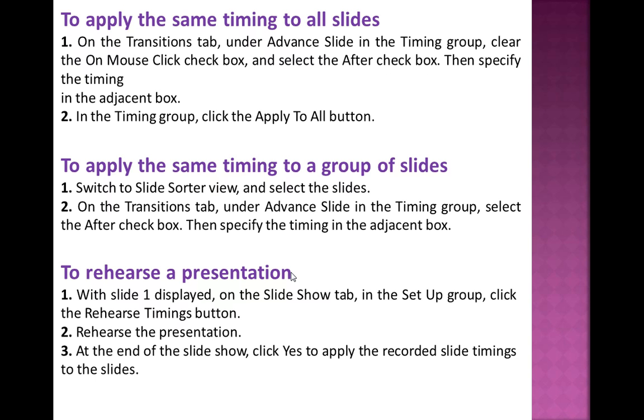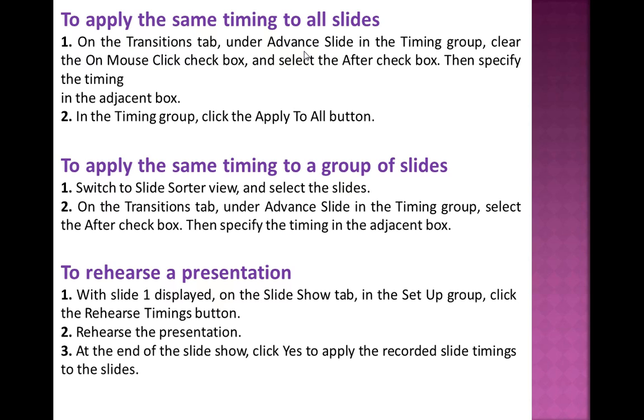Next, how to apply the same timing to all the slides. Go to the Transitions tab, under Advance Slide in the Timing group, clear the On Mouse Click checkbox and then select the After checkbox, then specify the timing. In the Timing group, click the Apply To All button. Suppose I'm giving the timing 5 seconds, and if I click on Apply To All, that 5-second timing will apply to all the slides in the presentation.